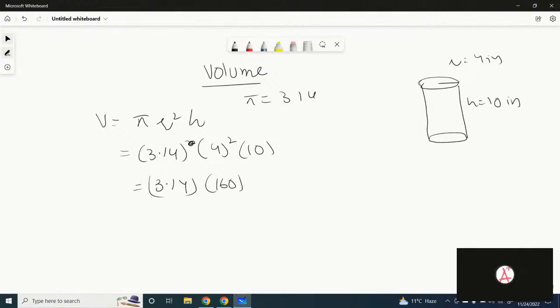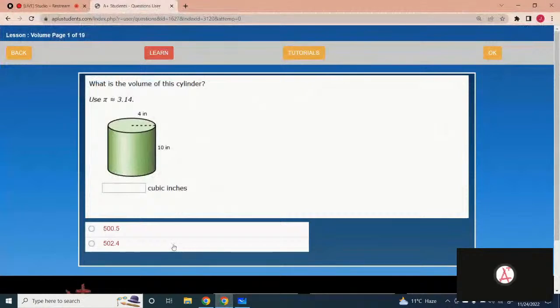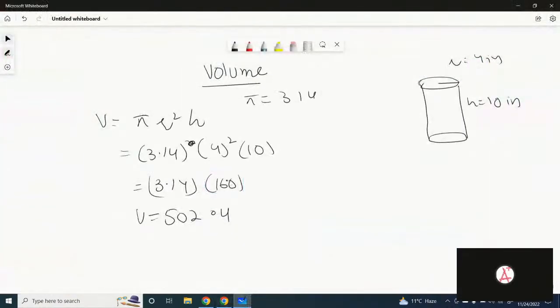Let's just multiply them. 160 times 3.14. That means it is 502.4. You have the answer. Your answer is 502.4, so it is 502.4 cubic inches.